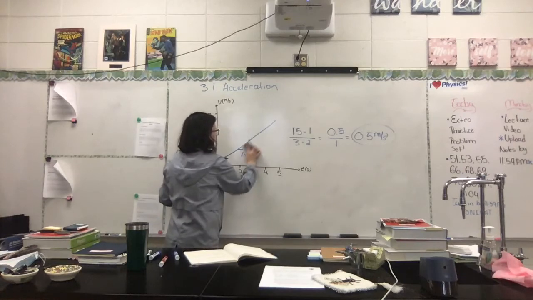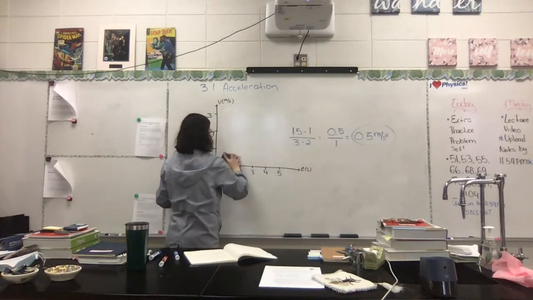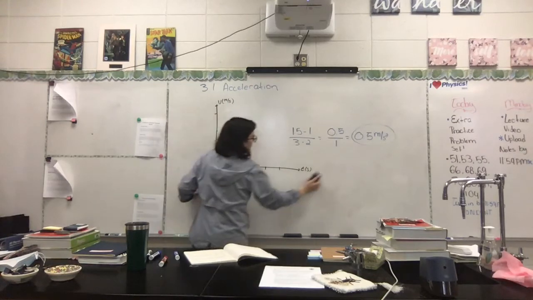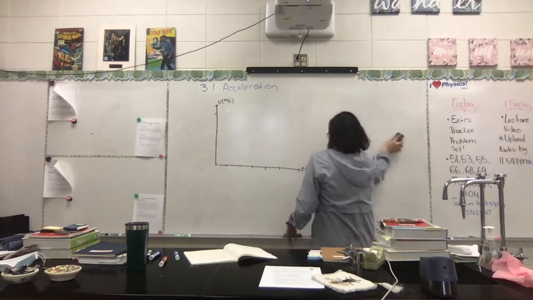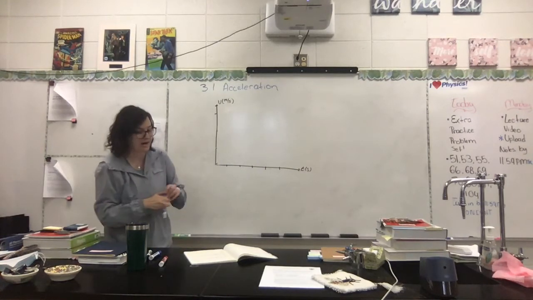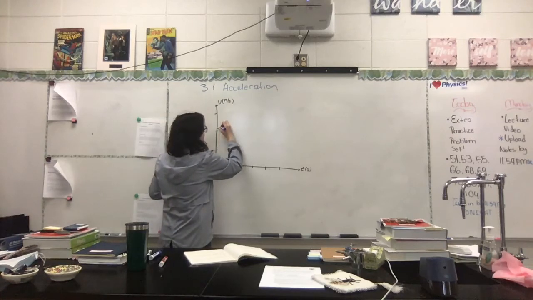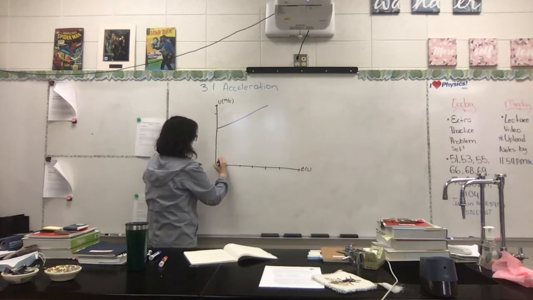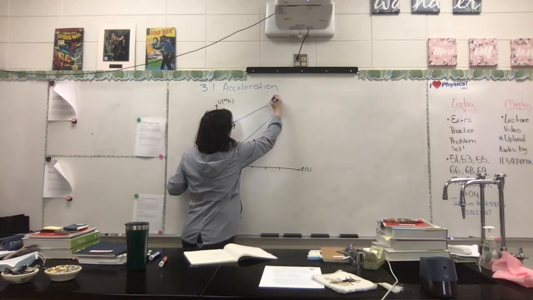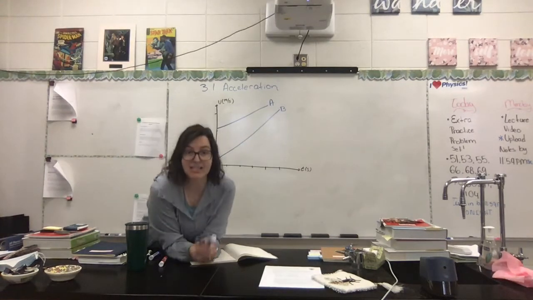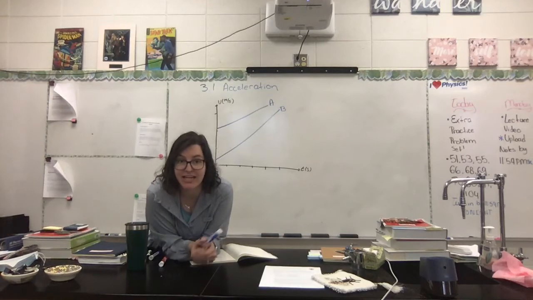So a little test here, little quiz. Let's look at two lines on the same graph, okay? So this is our velocity versus time graph. We have line A and we have line B. I'm asking you right now at home, which line has the greater acceleration? Is it line A or is it line B?